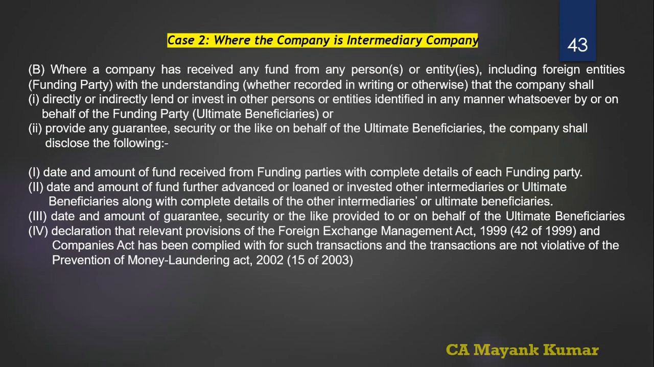Next relates to where the company is an intermediary company. So this means company B. Here we are talking about company B. So if company B has received a loan from A, and at the time of receiving money, company B has knowledge that it will further give a loan to C, then the same disclosures will be applicable for company B also.